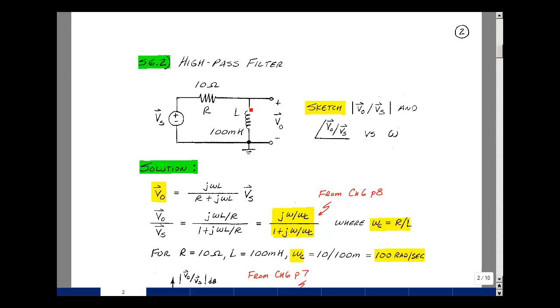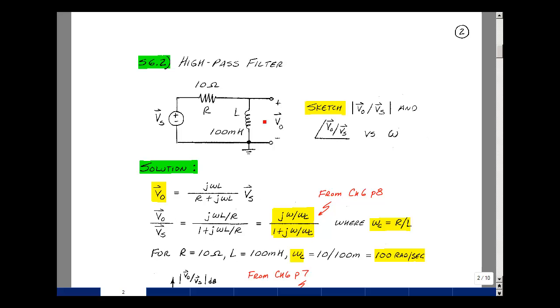As the frequency gets higher and higher, j omega L becomes more and more like an open circuit. No current flows, because we've got nothing here. The output equals the input because the voltage across here is 0. This seems to be a high-pass filter. Could you sketch the magnitude of the ratio of V out to V sub S and the angle of V out to V sub S versus omega?